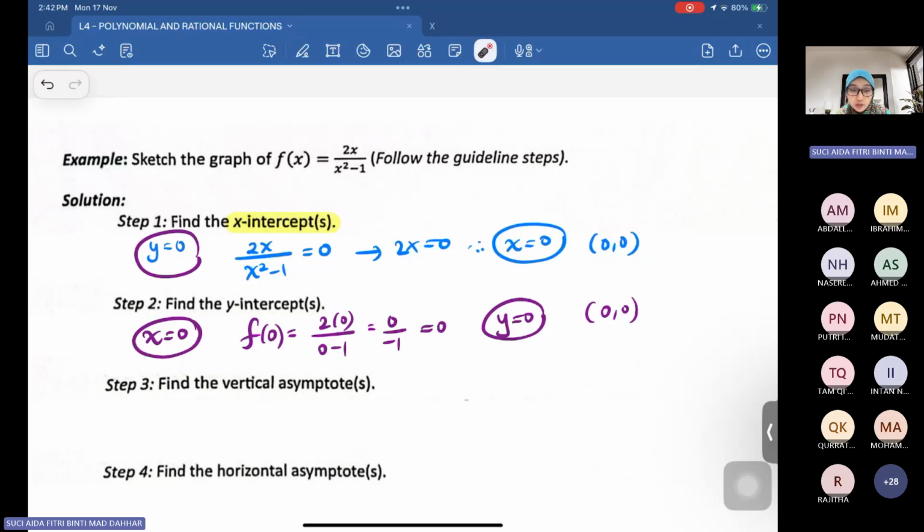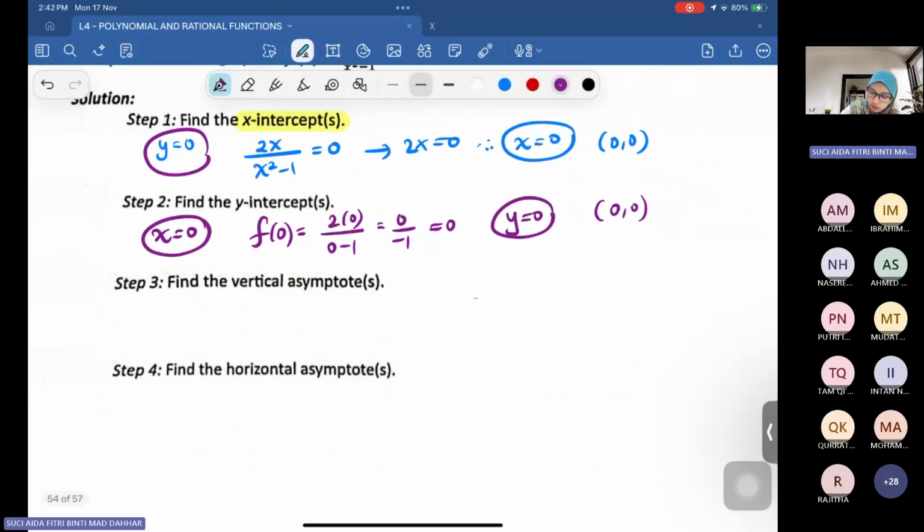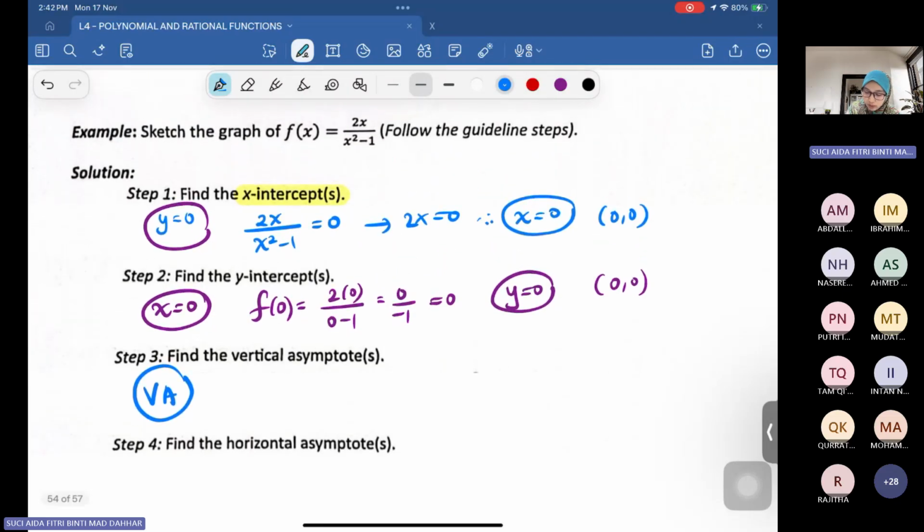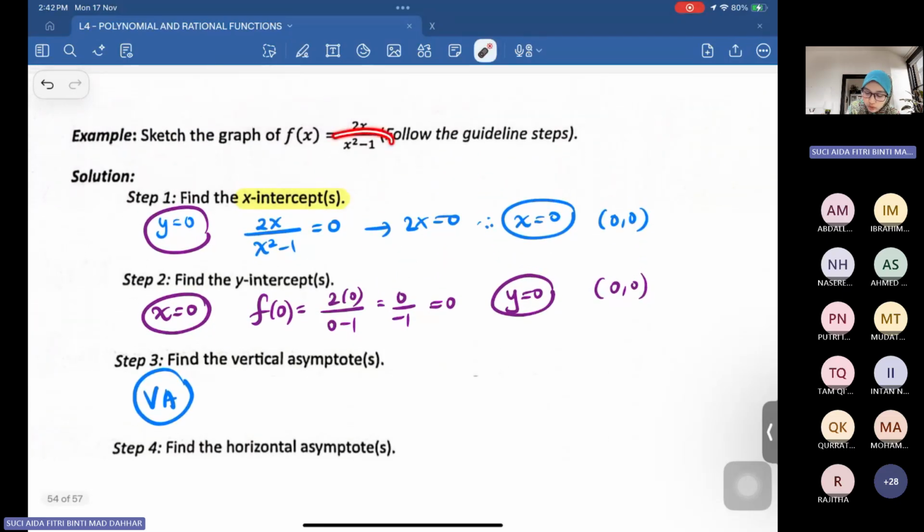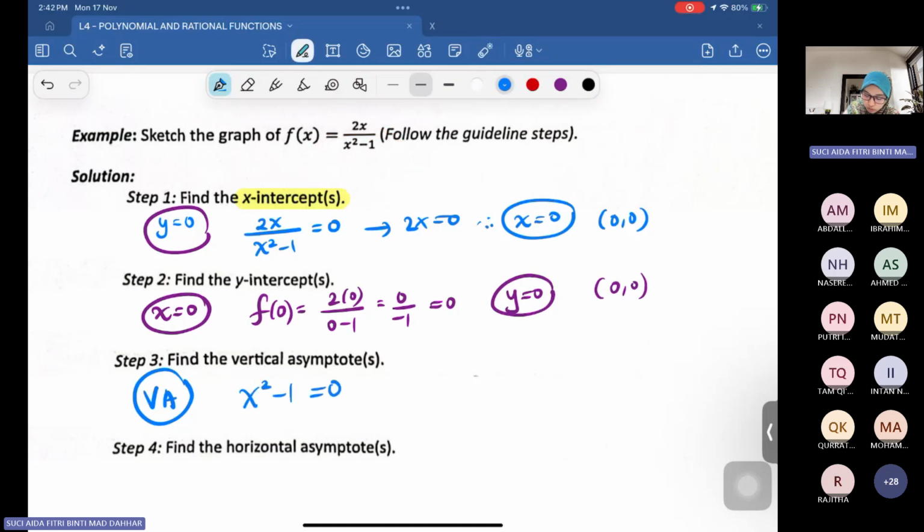Now that we got the intercept, any questions? Now that we got the intercept, next you need to find the asymptote. Vertical asymptote is the easiest. How do you get vertical asymptotes? By taking the denominator function, the one in the bottom only, x squared minus 1, and making it equal to 0. Then solving for x here.